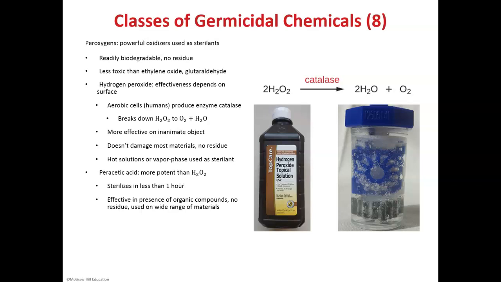In aerobic cells, we produce an enzyme known as catalase that breaks down the peroxygens, like hydrogen peroxide is the example, into water and oxygen, which is not nearly as dangerous. But if you don't have this enzyme, then you're not going to be able to do this process, and you're going to end up dying. So it is effective against certain species, but not against all species. Another example of a peroxygen is peracetic acid, which is much more potent than hydrogen peroxide, which our cells can take care of. So peracetic acid can sterilize in less than an hour, but human cells can't break peracetic acid down, just FYI.